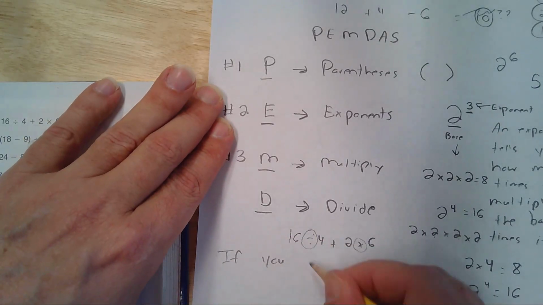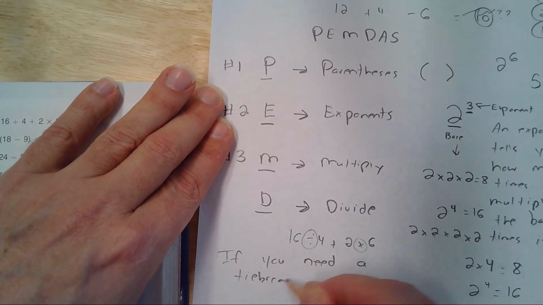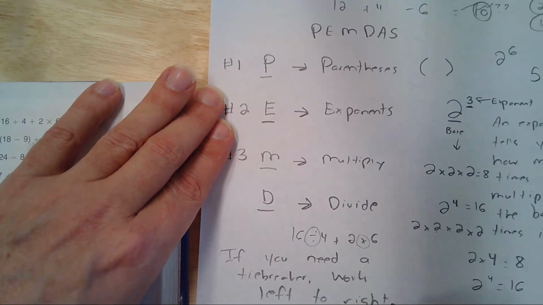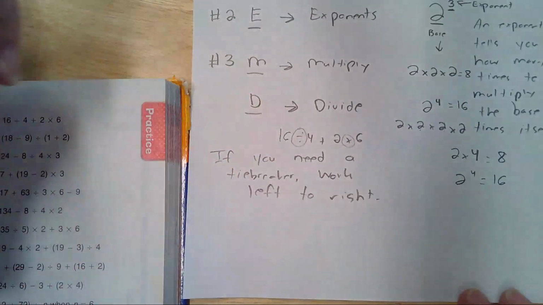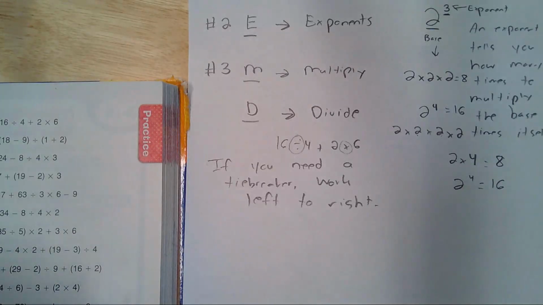If you need a tiebreaker, work left to right. And in this case, we do need a tiebreaker. So multiplying and dividing are basically in the same one? They're both. I told you there's 4 levels to it here, but there's 6 letters.